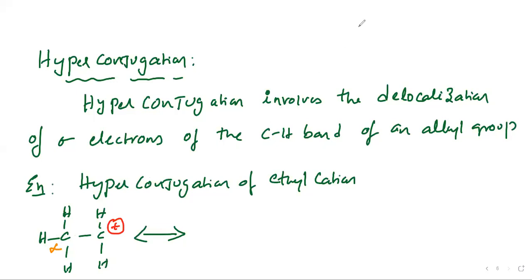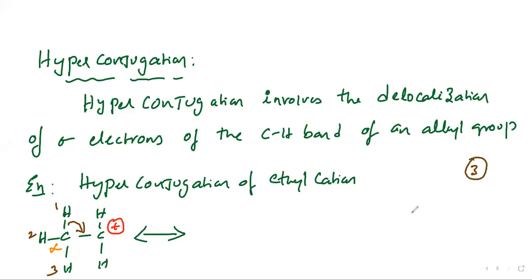Now what happens here? In order to get stability, this alpha carbon has 3 alpha hydrogens. This is the first alpha hydrogen, the second, and the third. If the alpha carbon has 3 alpha hydrogens, we are going to get 3 hyperconjugated structures, friends.